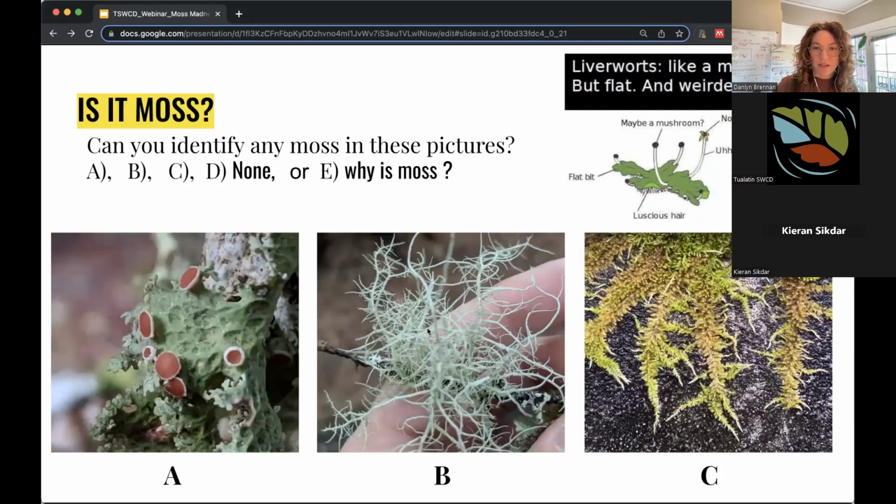And then this last one here, can you identify any moss in these pictures? Give you 10 seconds for this. It's the easy one. All right, and I'm closing the poll.